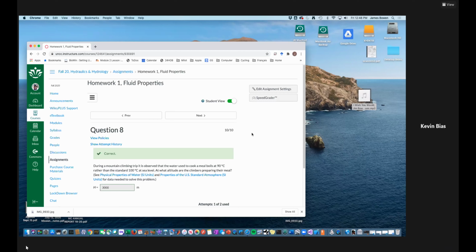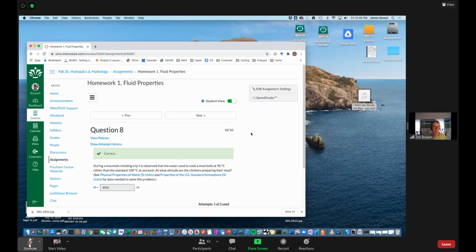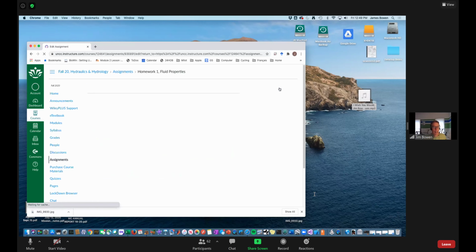Or can you modify it so you don't take off points after we attempt it again? I think that'll be harder to do. I mean, I could, because some people are getting it right? Some people, it just works out. I can't see their calculation. I can only see whether it's right or wrong. So let's see, edit assignment settings.